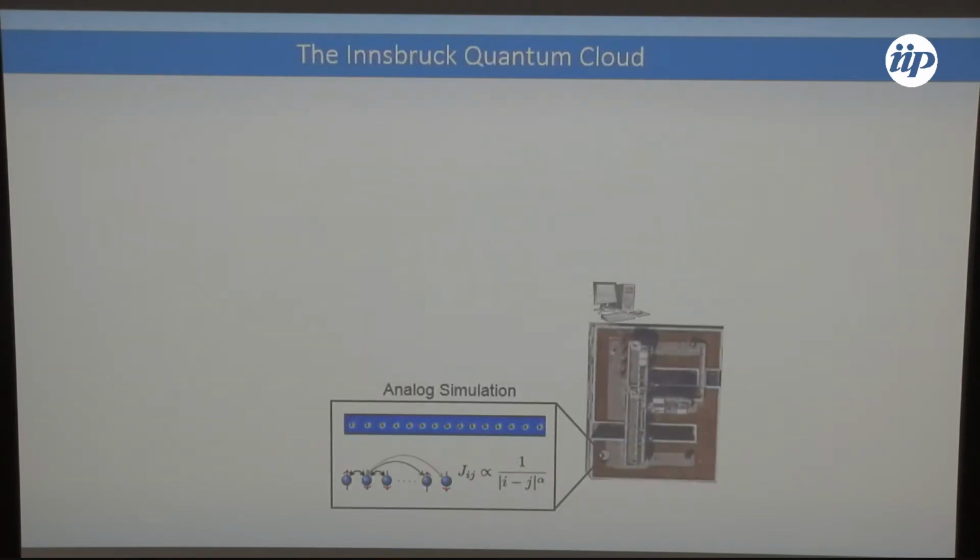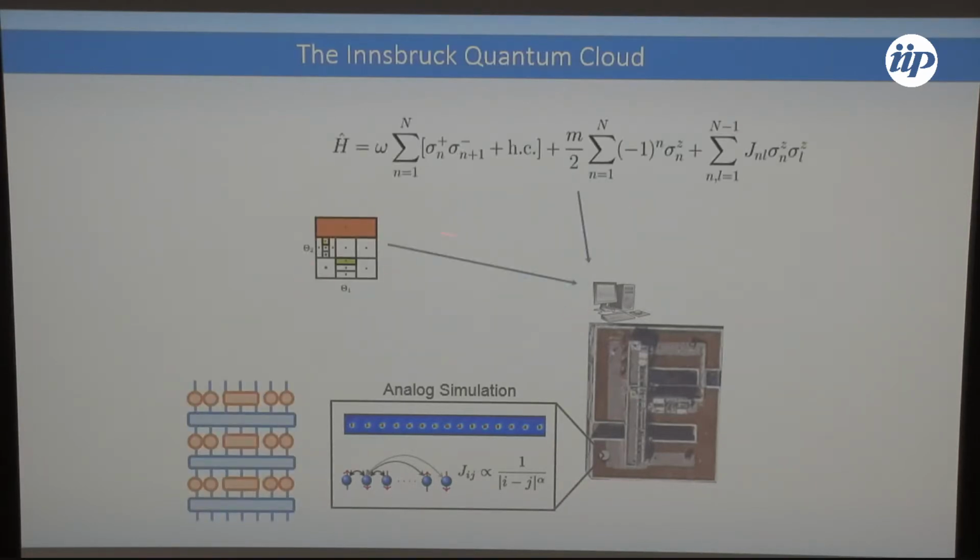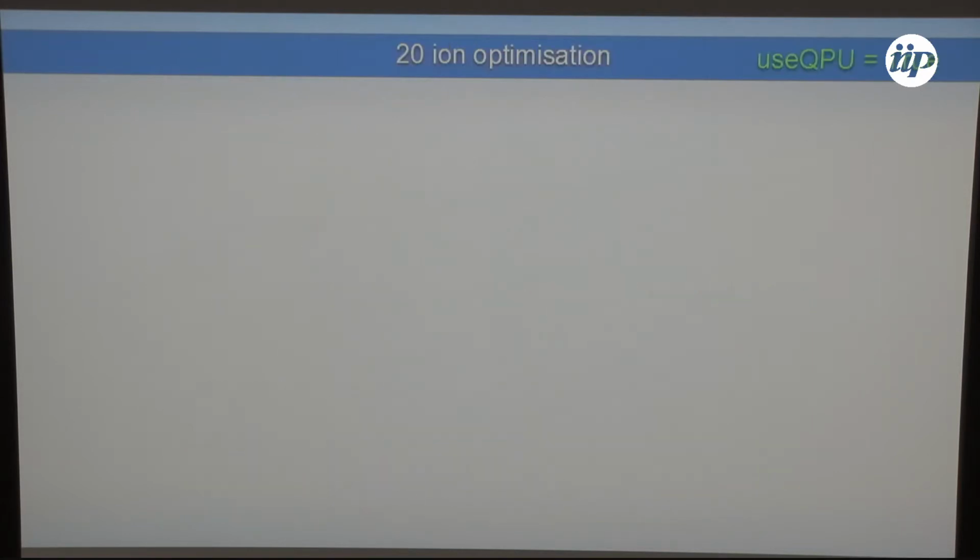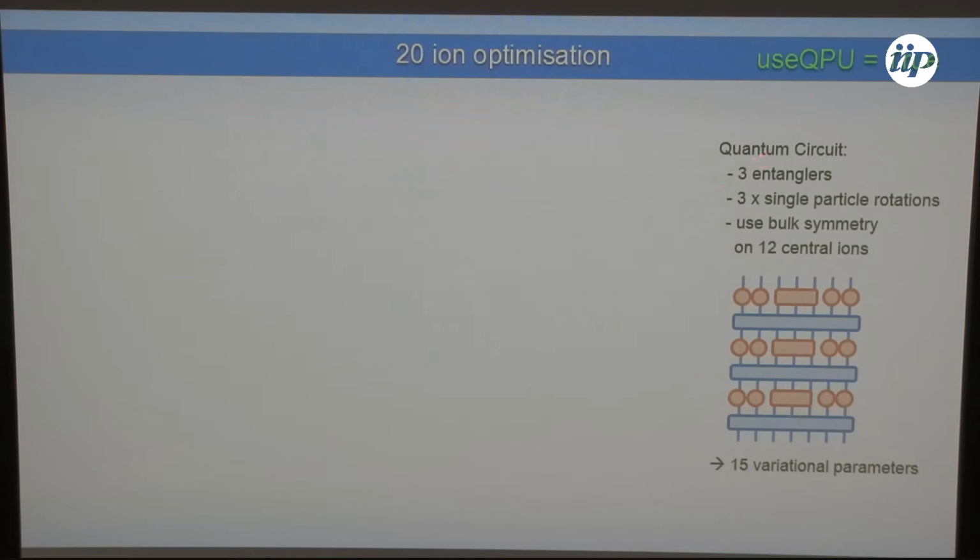Okay, so now we're back at the campus in our building. The experiment is ready, the computer is ready, we have our optimization algorithm, we have our Hamiltonian here. We can set the flag to true, so we really want to use the experiment for our answers, and we can go. So the quantum circuit, just to give you the numbers, I have 3 entanglers in total, so it's precisely this, but then with 20 ions. There's 3 rounds of single particle rotations, and we use a bulk symmetry on the central 12 ions.